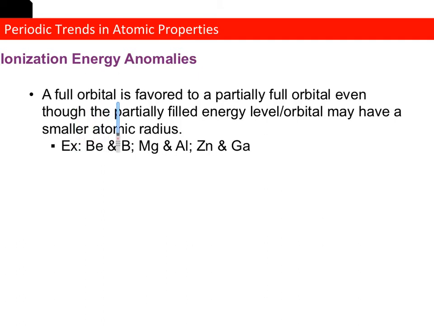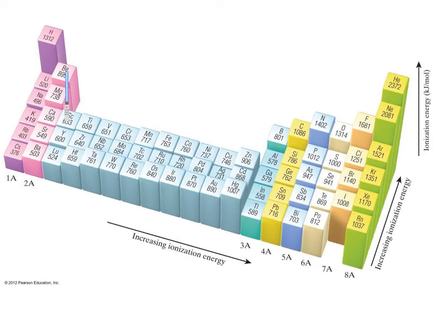But a full orbital is favored to a partially full orbital, even though a partially filled energy level may have a smaller atomic radius. It has to do with stability. A full orbital is in fact more stable, and as a result, it has higher ionization energy than, say, a partially filled orbital in an element right next to it. The 3 examples that I'm going to highlight are beryllium compared to boron, magnesium compared to aluminum, and zinc compared to gallium.